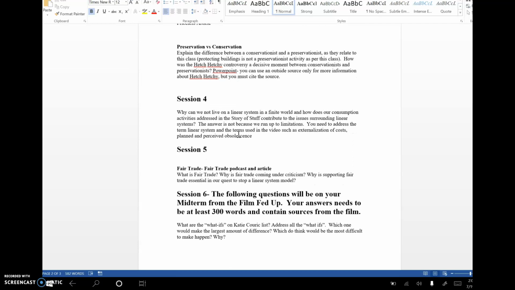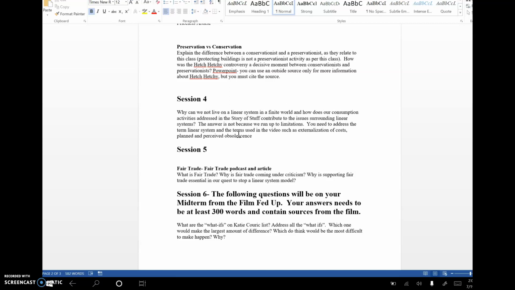Session 4, I give this answer in the roundup, so make sure you listen to the roundup again. Why can we not live on a linear system in a finite world? And how do our consumption activities addressed in the Story of Stuff contribute to the issues surrounding linear systems? That is talked about in the roundup that I gave last week.